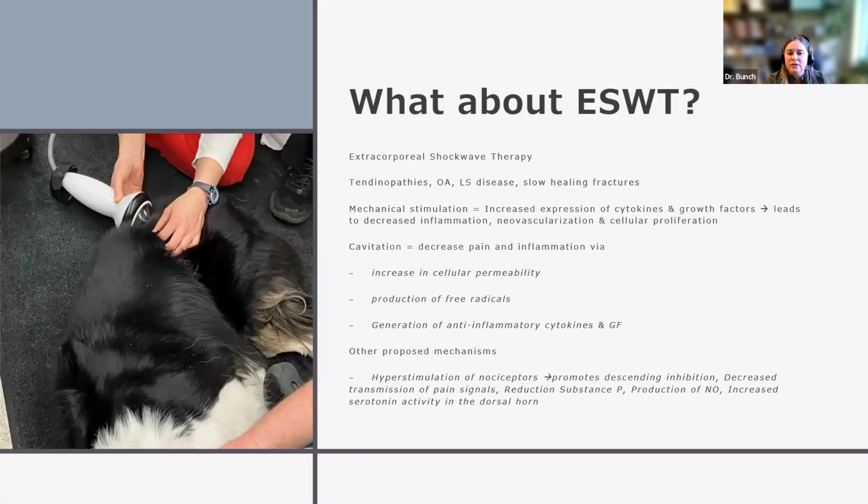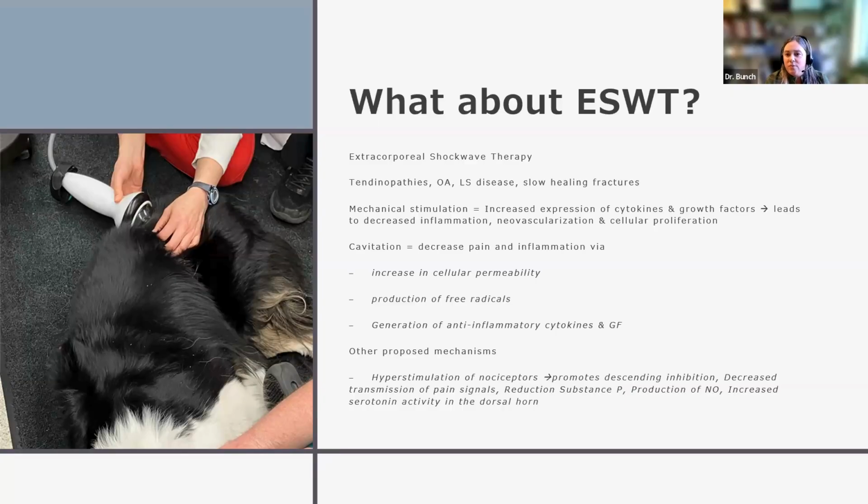This is a mechanical stimulation that's then causing increased expression of cytokines and growth factors, leading to decreased inflammation, neovascularization, and cellular proliferation. We also have this cavitation, which decreases pain and inflammation by increasing our cellular permeability. And that cavitation is by the pressure waves that are created by the sound waves when we have that pressure wave increase followed by a negative pressure drop. And that happens with our shock wave. We also see production of free radicals and generation of anti-inflammatory cytokines and growth factors.